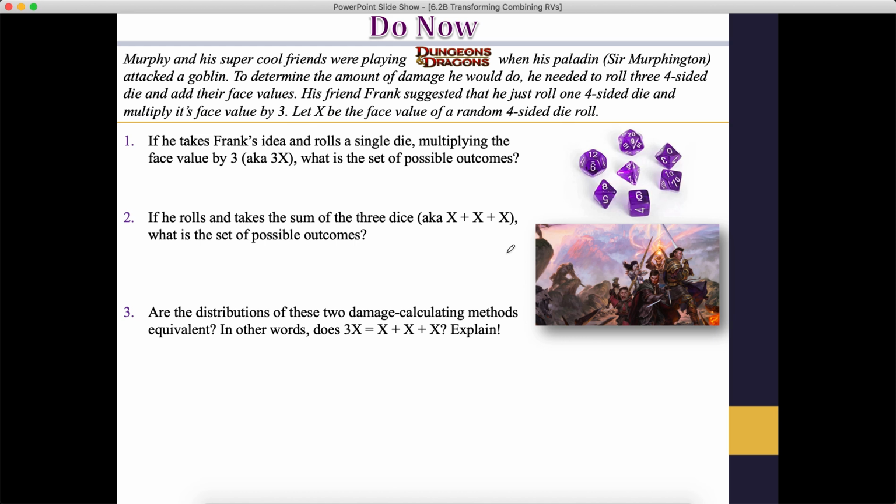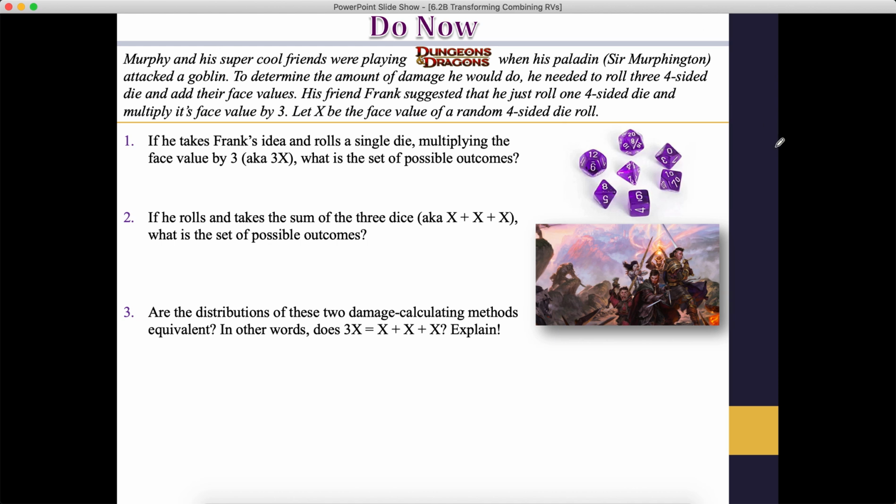You know me, so you probably knew that the lead up to something like this might involve something kind of nerdy, and here we are. Me and my friends. Suppose it's just another weekend and we're playing Dungeons & Dragons. And I've got my Dungeons & Dragons character, Sir Murphington, a paladin, and he attacks a goblin.